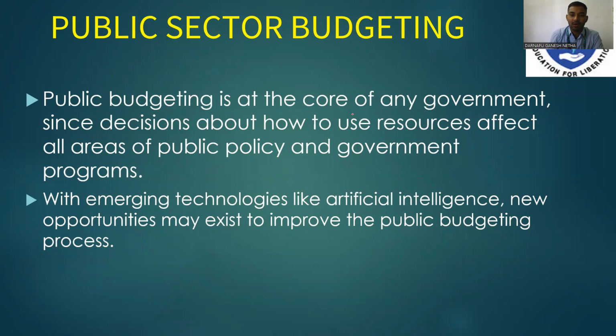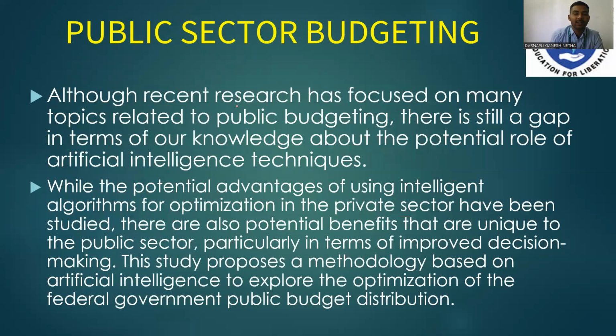Public budgeting is the core of any government, as we already discussed. Without budget, the government can't run. So for any government, budget is crucial, since decisions about how to use resources affect all areas of public policy and government programs. With emerging technology like artificial intelligence, a new opportunity may exist to improve public budgeting. Although recent researchers have focused on many topics related to public budgeting, there is still a gap in knowledge about the potential role of artificial intelligence technology.